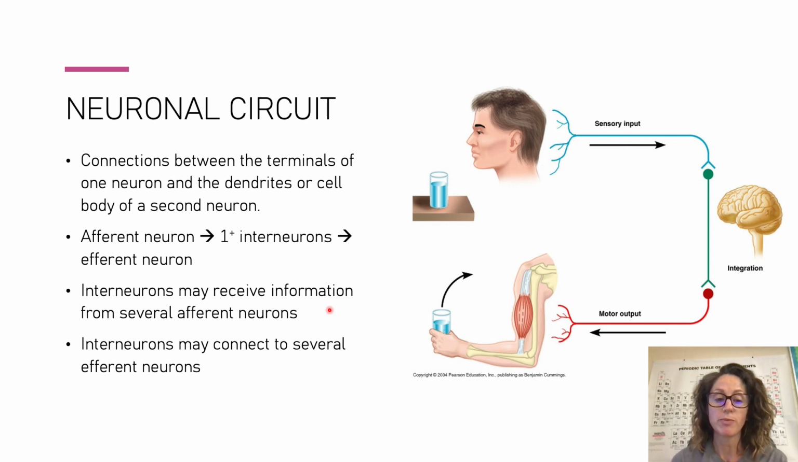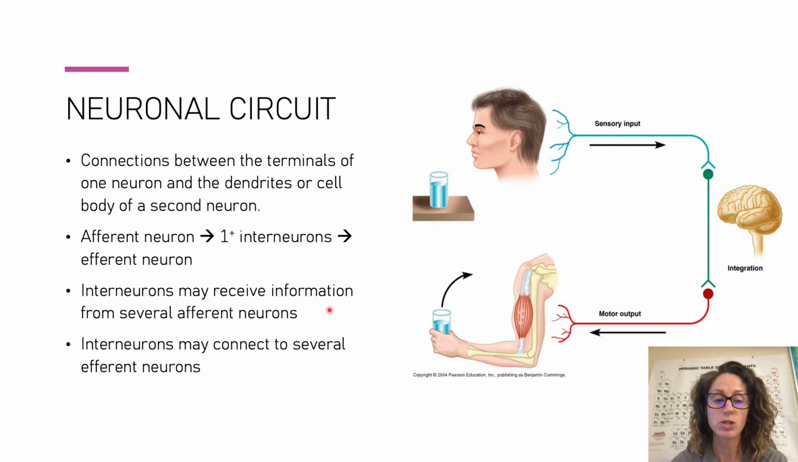Interneurons may receive information from several afferent neurons. So again, we saw how many connections a neuron can make. At each one of those dendrites, it could be making a connection with another neuron. So it can be getting a lot of different information from a lot of different neurons. And that's why the brain has so much work to do.